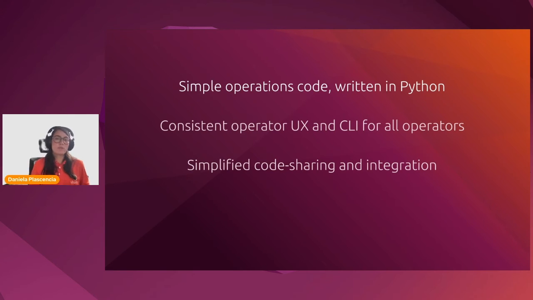All right, so why would you want to use the operator framework, given all of the things that we've discussed? The charmed operator framework enables you to write simple operations written in Python. Your operators will have a consistent UX and CLI irrespective of the application. So configuration, integration, data ops, everything is handled through the same Juju CLI. And then we also have a simplified way of sharing code and integrating applications. That is done through libraries and relations.